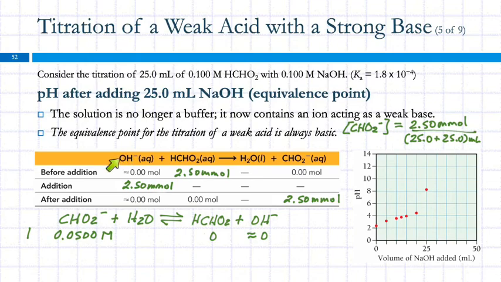So we've added sodium hydroxide, we've neutralized all of the weak acid, we've transformed it all into the conjugate base. But because it's a weak acid, the conjugate base is a weak base, and so it will reionize and create some of those hydroxides back. So for the change, this is going to lose X, this is going to gain X, and this is going to gain X.